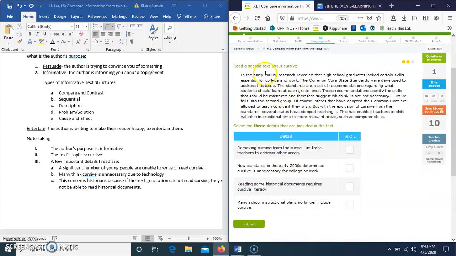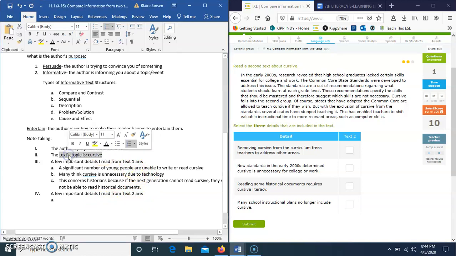Now it's giving us a second text also about cursive. So we need to create another note-taking guide just like this one to take notes over text number 2. You'll notice that I've added another section right underneath my important details from text 1, and I've labeled this section a few important details I read from text 2. This is showing that I'm comparing the two texts. They are both about the same topic, so I don't need to label that there's another topic. The topic is the same. I'm just comparing different details from the texts.